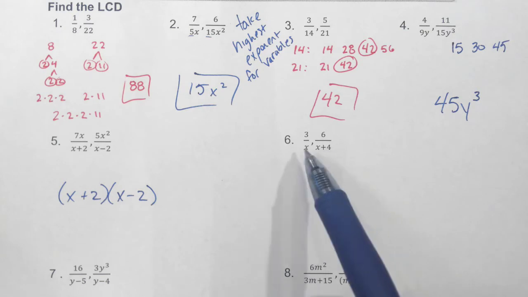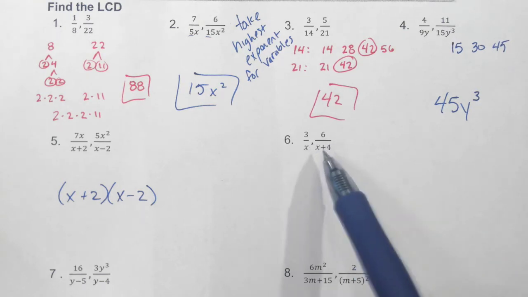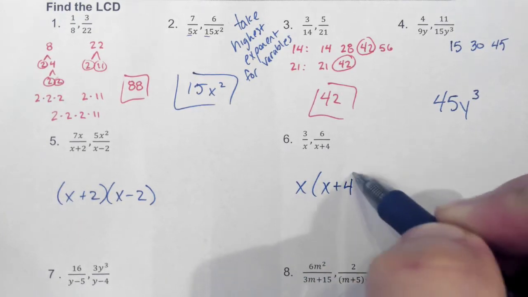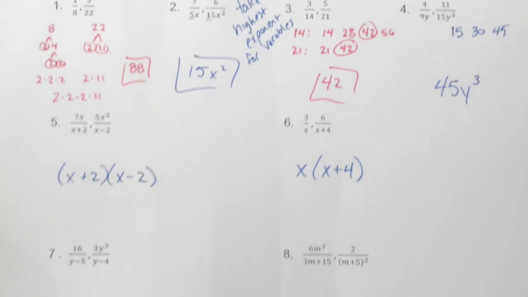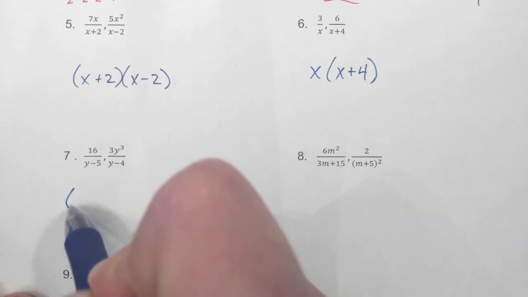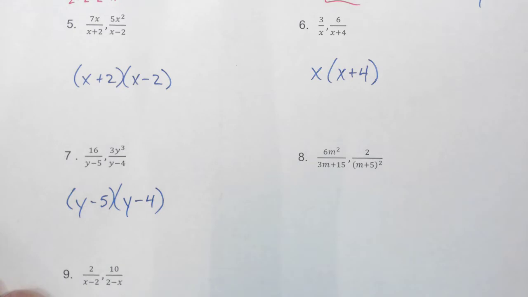So 6 is the same. There's an x and there's an x plus 4. Since this one is x plus 4, it's its own thing. So the common denominator is just going to be everything mushed together. X times x plus 4. 7, very much the same. Y minus 5 and y minus 4, the common denominator, just mush them together. Y minus 5 times y minus 4.